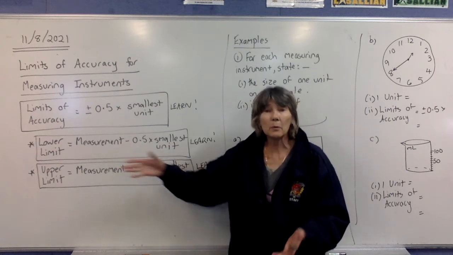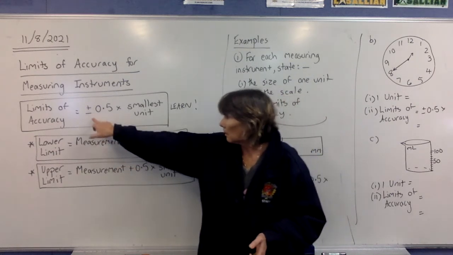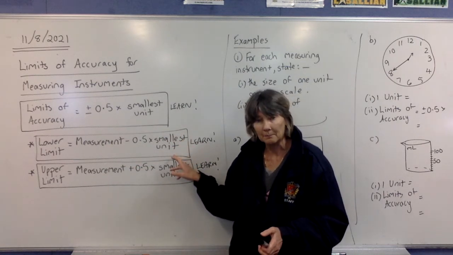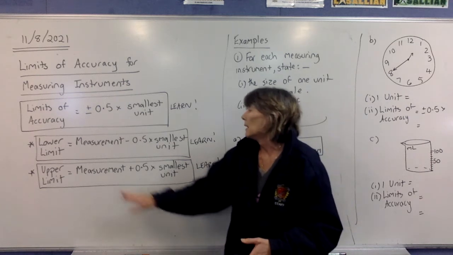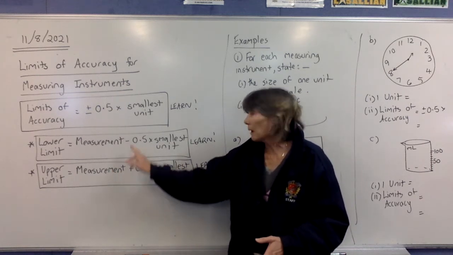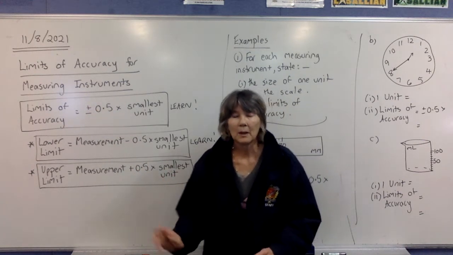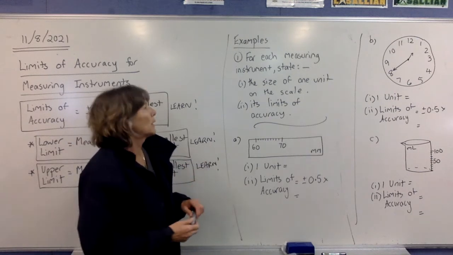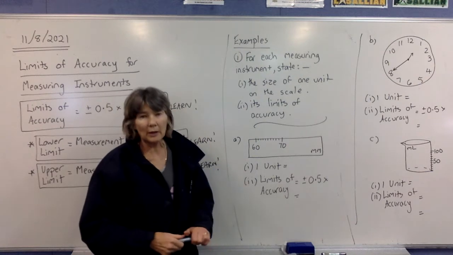The lower limit will be the measurement that you said minus half or 0.5 times the smallest unit. That's the lower limit of what the actual measurement could be. The upper limit is the measurement plus the 0.5 times the smallest unit. Looking at a few examples over here, for each measuring instrument we're going to state the size of one unit on the scale and the limits of accuracy.